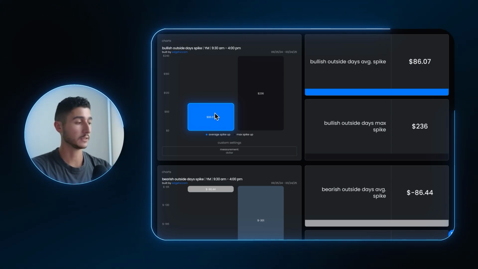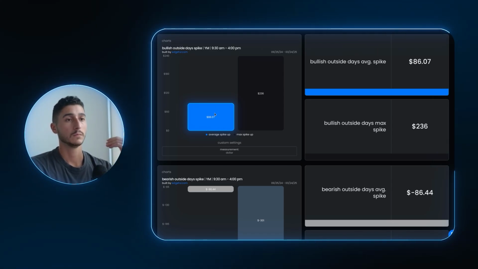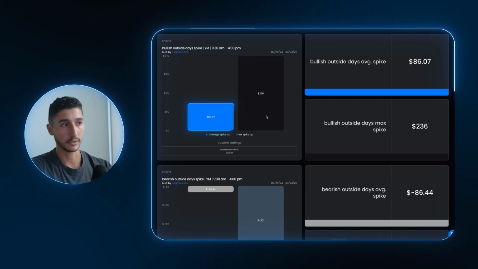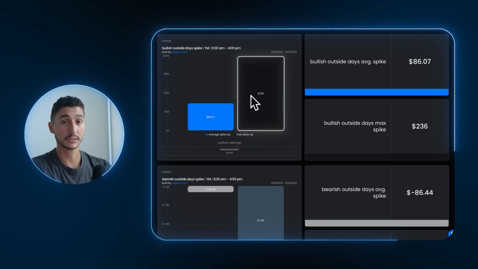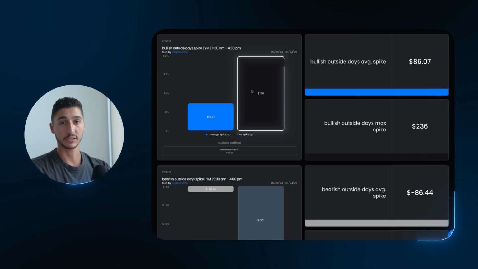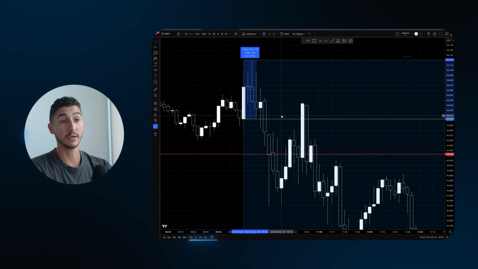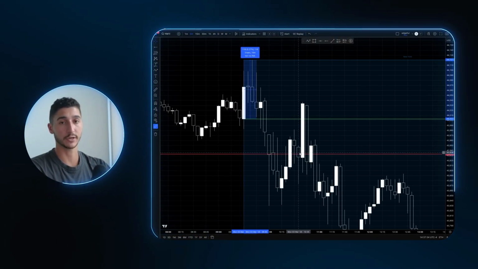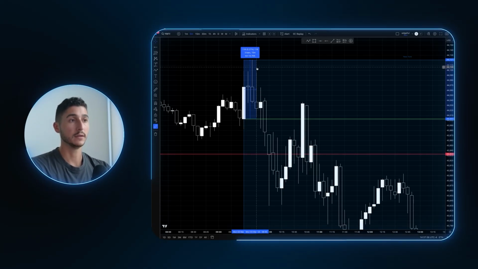Roughly 86 is the average, which means that there are some days that are higher and lower. This is the single highest day here, this black one, the maximum spike in the last 6 months. So this is the highest that it's been while coming back into yesterday's range. Really important that you know that.